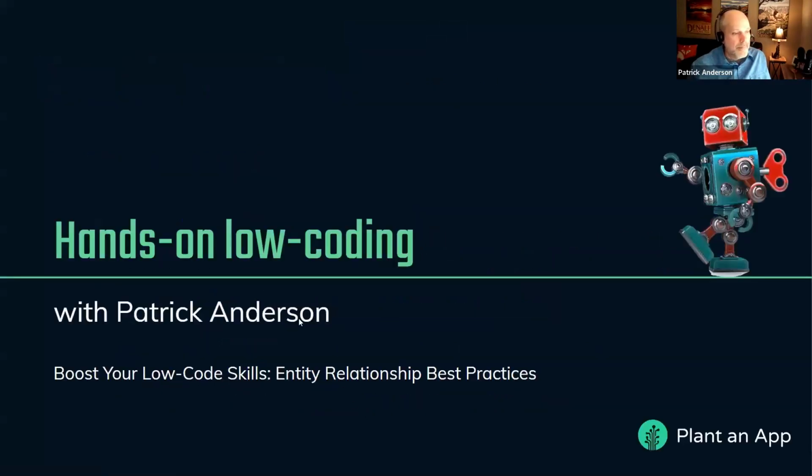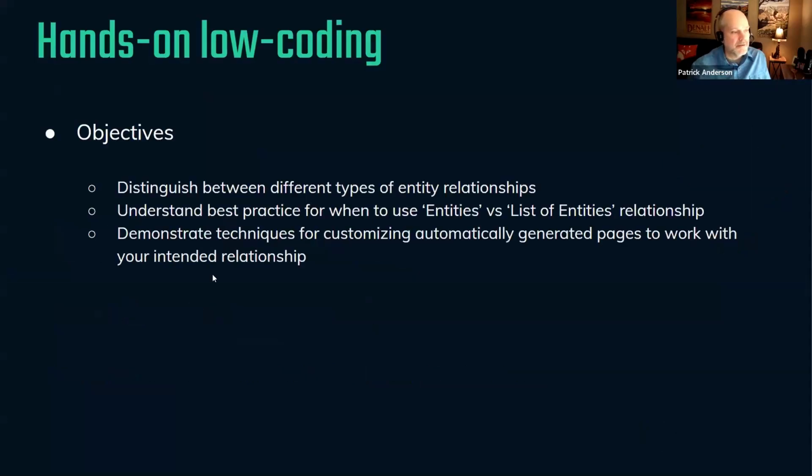Okay, so we're moving along to the low coding section. Our topic is entity relationship best practices. I hope that what you'll get out of this is you'll be able to distinguish between different types of entity relationships, understand when to use the entities versus list of entities setting when you're creating a property. And I'm going to demonstrate some techniques for customizing our automatically generated CRUD that we have.